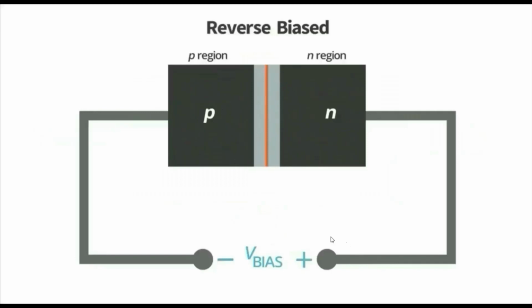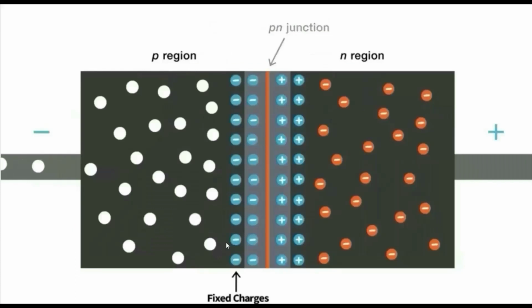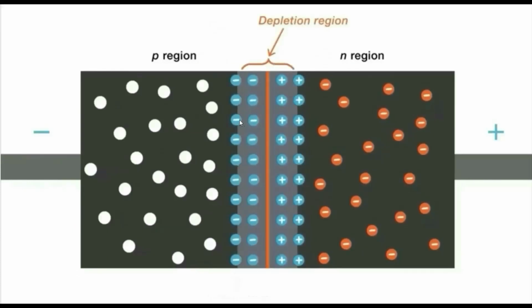In reverse bias, we are just reversing the connection. That is, we are connecting the positive terminal of the battery towards the N region and the negative terminal of the battery towards the P region. Here we are supporting the existing barrier potential, so the depletion region width is increasing. There is no diffusion of the holes and electrons, so there is no current in reverse bias.